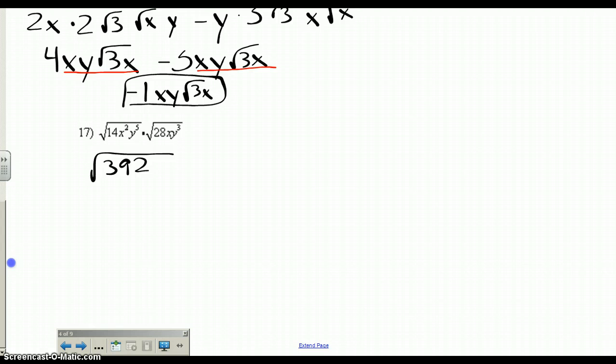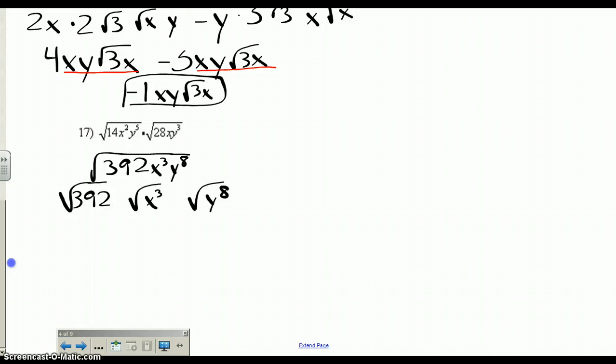X squared times x, so you add the exponents, which is x to the 3rd. And then y to the 5th times y to the 3rd, add the exponents, so it's y to the 8th. And now what I can do is simplify each individual part separately: square root of 392, square root of x cubed, square root of y to the 8th.